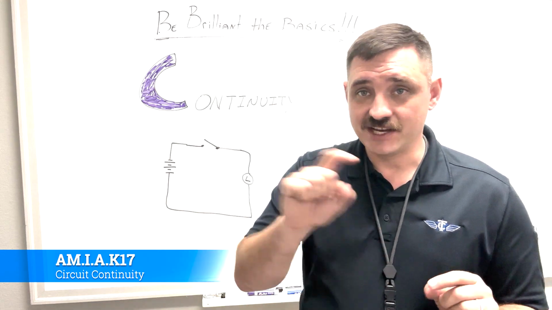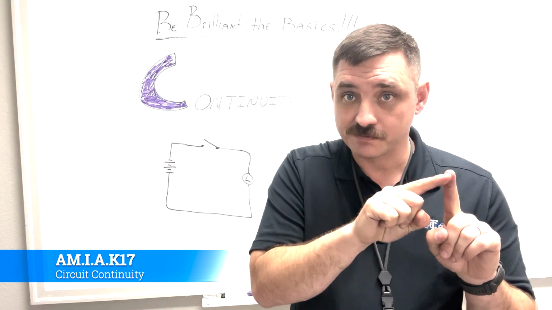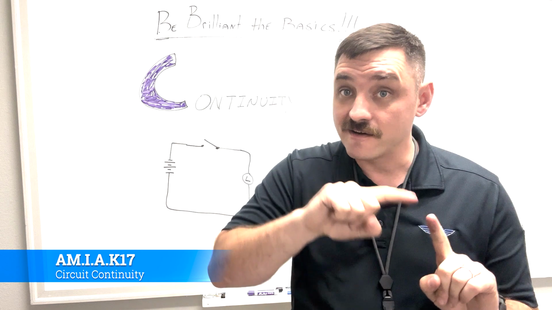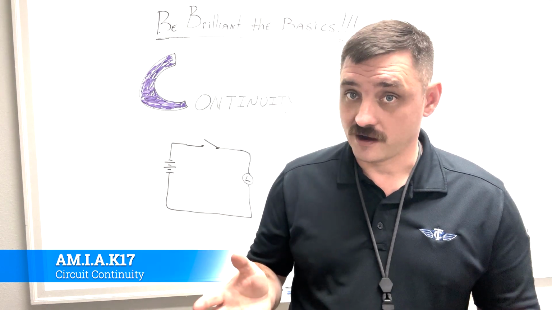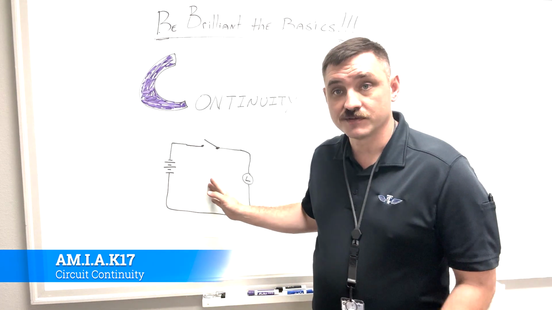Continuity means continuous. It means that the electron can start its journey from its power source and go all the way through the circuit and come back in. If you have that, then you have continuity. If you don't have that, then you don't have continuity. It's real simple. All right, so here we have an example of a circuit.